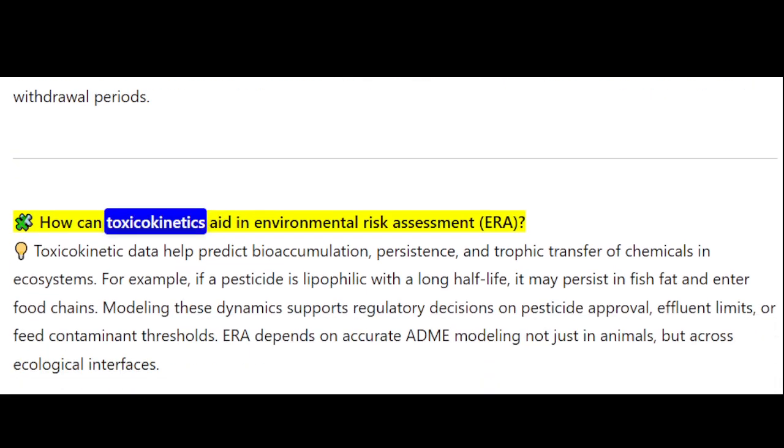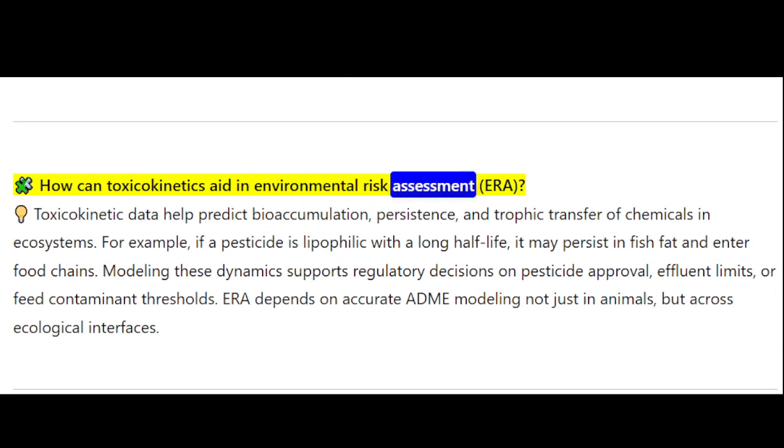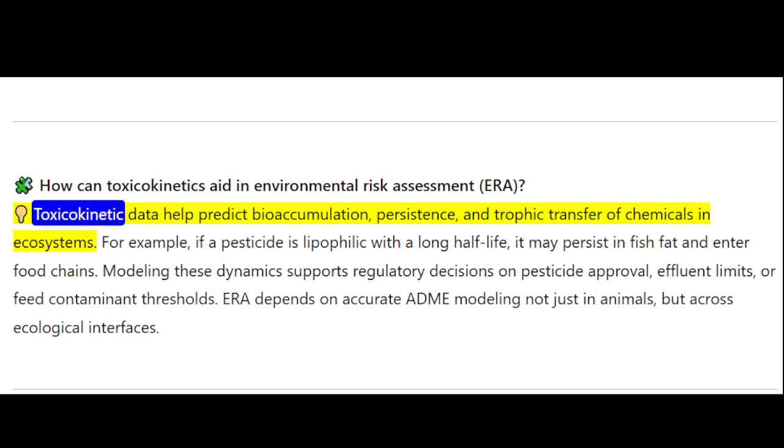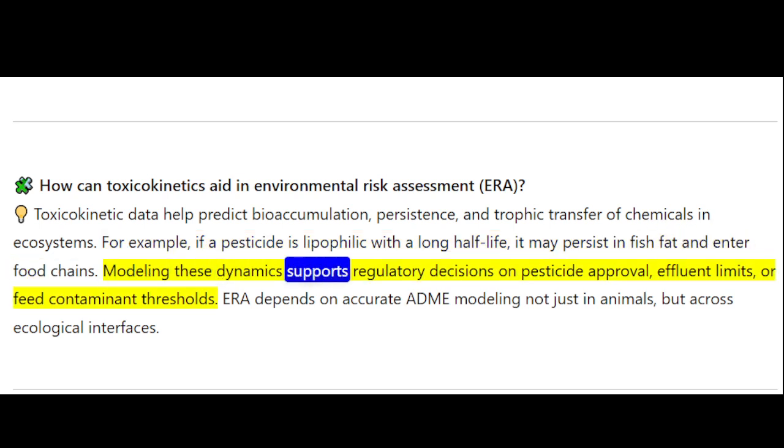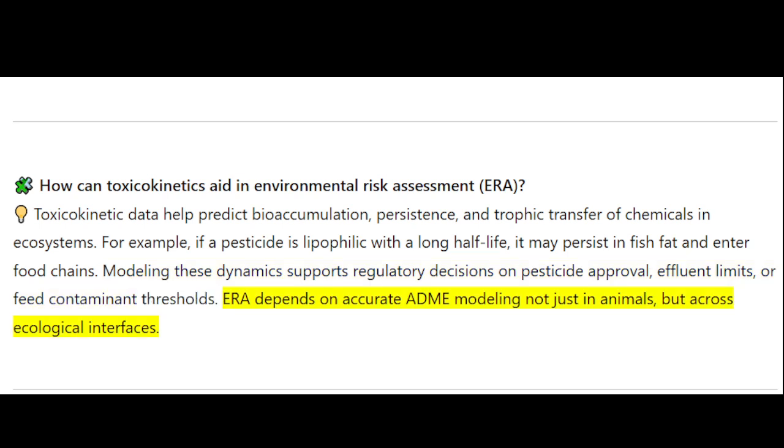How can toxicokinetics aid in environmental risk assessment, ERA? Toxicokinetic data help predict bioaccumulation, persistence, and trophic transfer of chemicals in ecosystems. For example, if a pesticide is lipophilic with a long half-life, it may persist in fish fat and enter food chains. Modeling these dynamics supports regulatory decisions on pesticide approval, effluent limits, or feed contaminant thresholds. ERA depends on accurate modeling not just in animals, but across ecological interfaces.